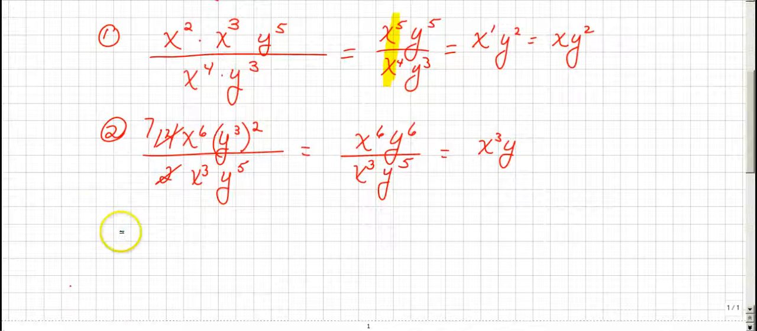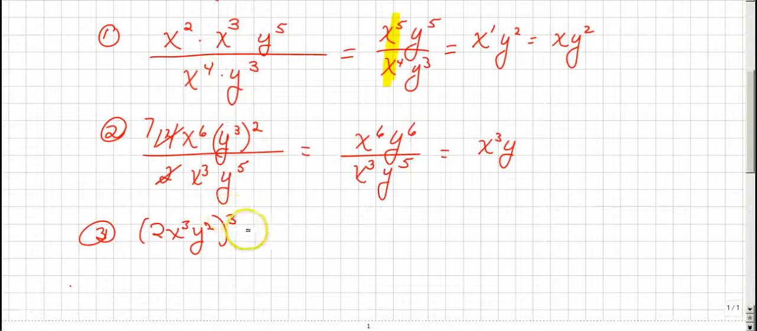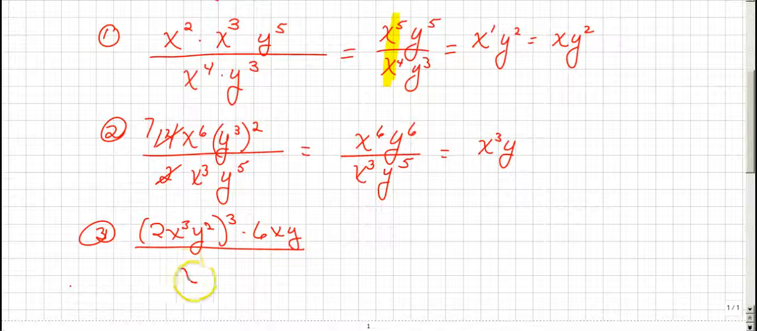Okay, it's time to go crazy with a complicated example here, so let's try a problem like this. Let's go 2x to the third, y to the second, cubed times 6xy over x to the second, y to the second, cubed. Alright, let's start in the numerator again, and since we're cubing, in this first part, we're cubing the set of parentheses here, so that exponent of 3 applies to each individual factor within the parentheses.